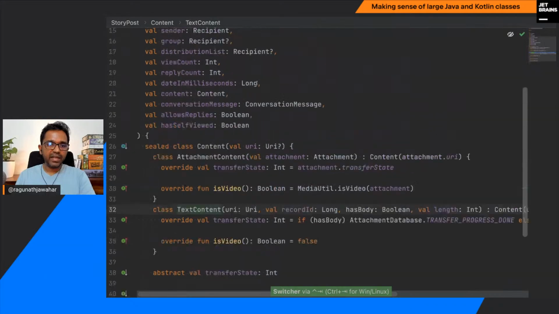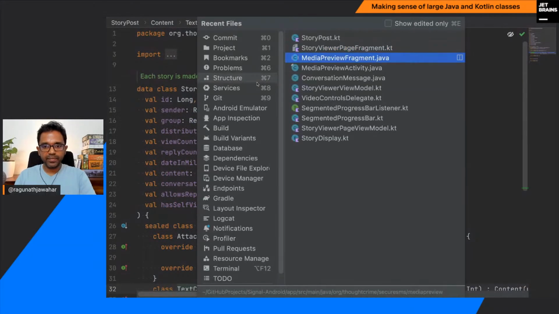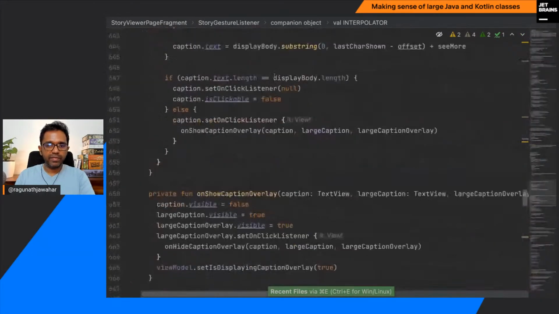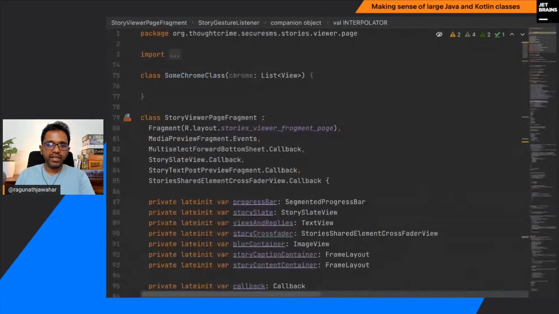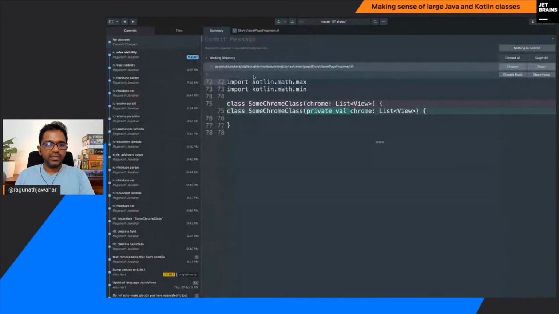And the second thing is we didn't have access to the home field, right? So we didn't have access to this. So we're going to say private val Chrome, and then I'm just going to make it a parameter. So now that is done.